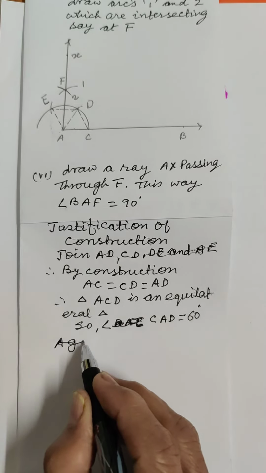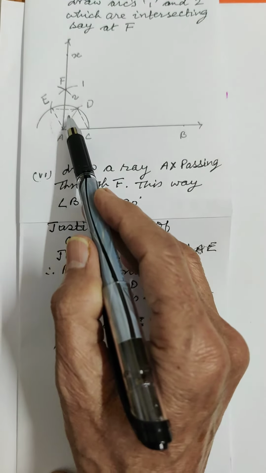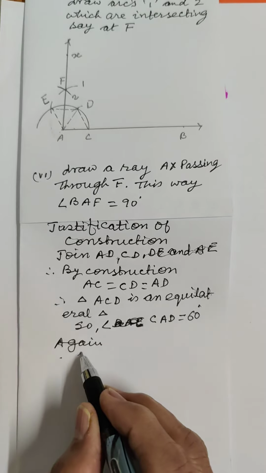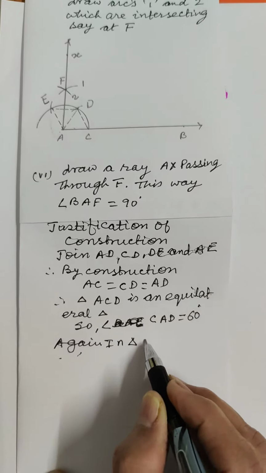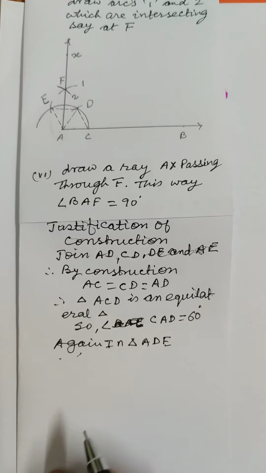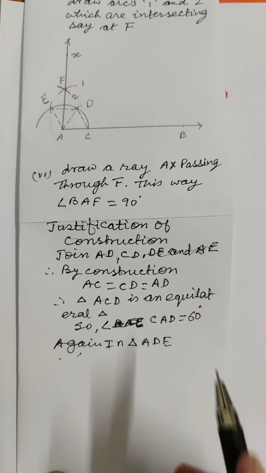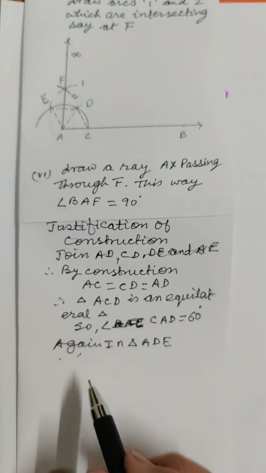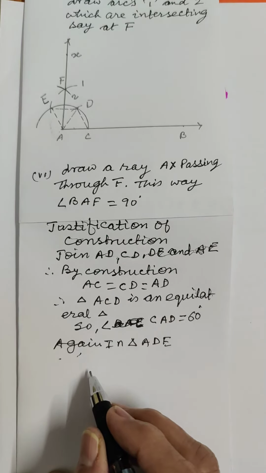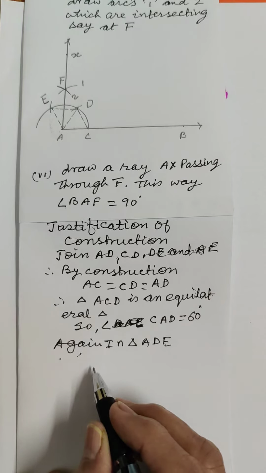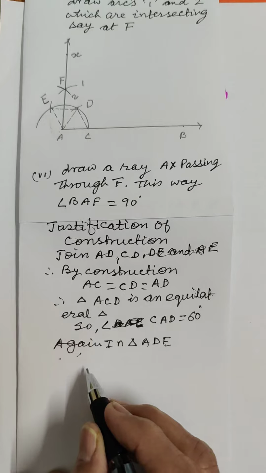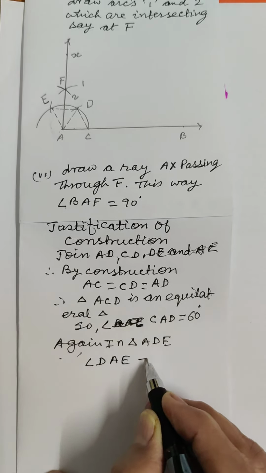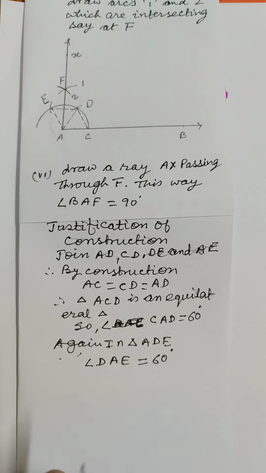Again, now in triangle ADE, AD is equal to ED is equal to AE by the construction. So this way, angle DAE is equal to 60 degrees.